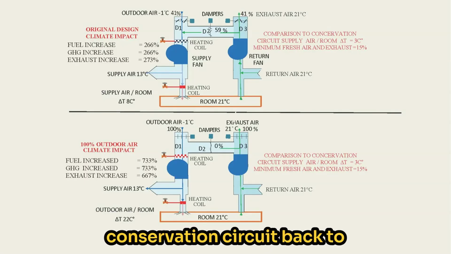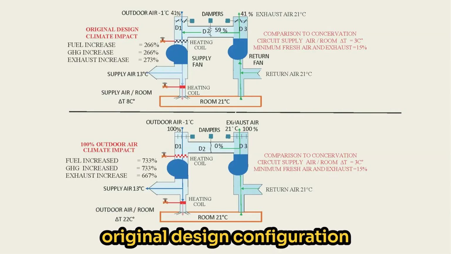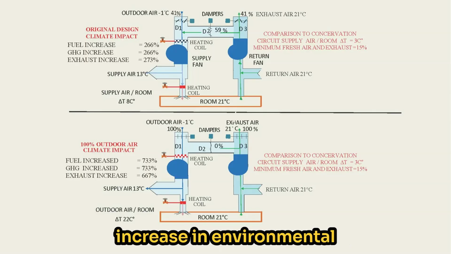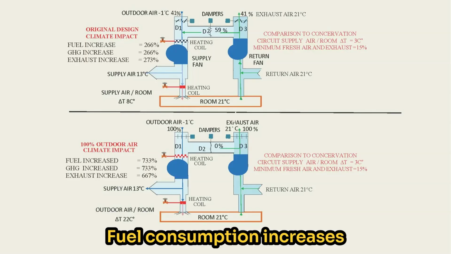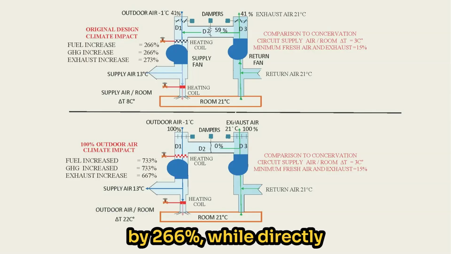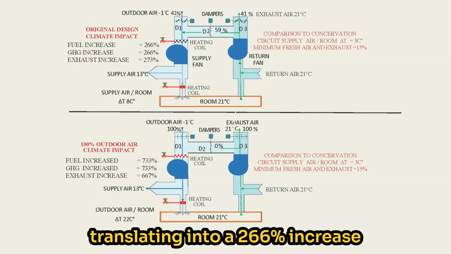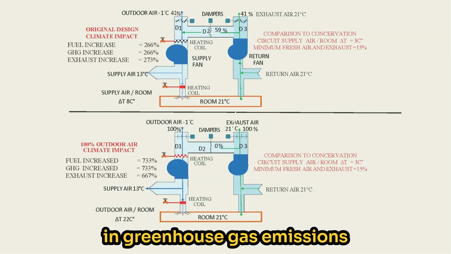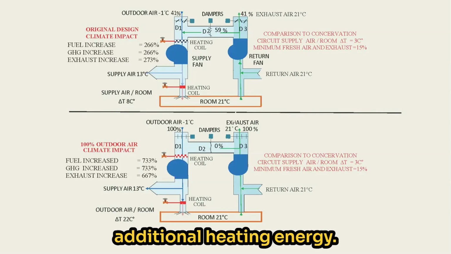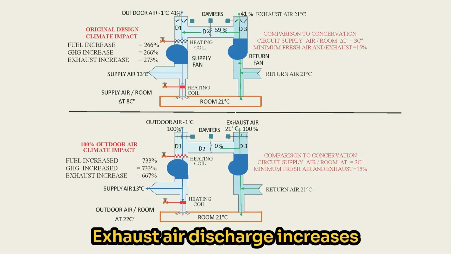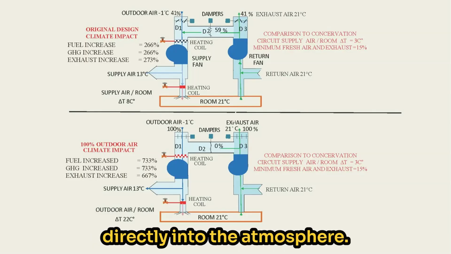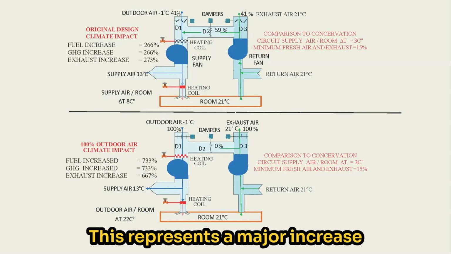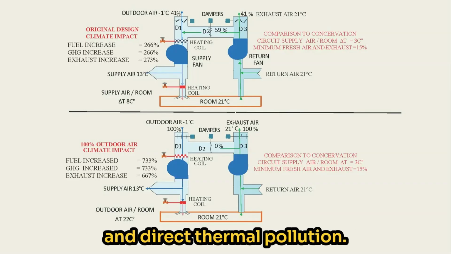Reverting a system from a conservation circuit back to original design configuration results in a significant increase in environmental impact and operating costs. Fuel consumption increases by 266%, which directly translates into a 266% increase in greenhouse gas emissions required to produce the additional heating energy. Exhaust air discharge increases by 273%, meaning substantially more heat is injected directly into the atmosphere. This represents a major increase in both carbon emissions and direct thermal pollution.